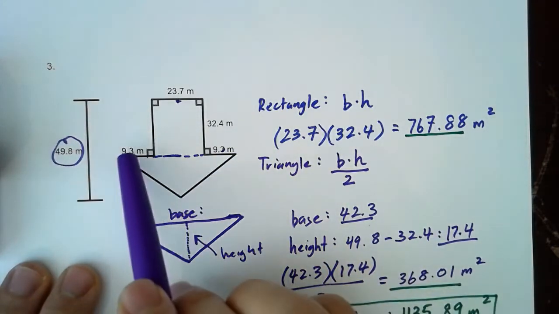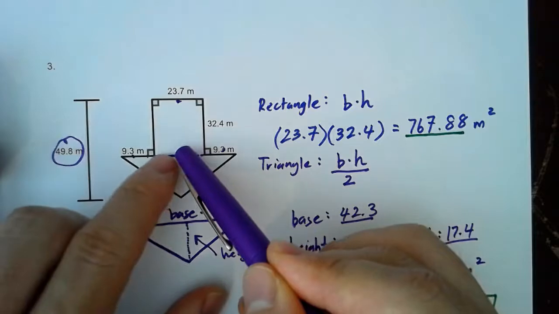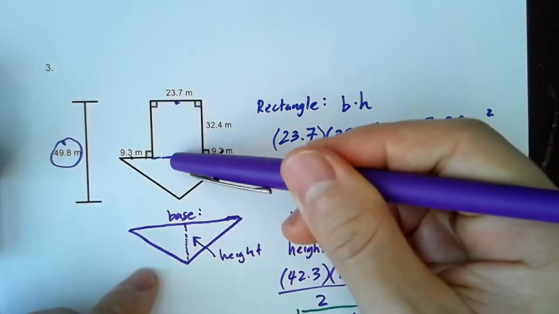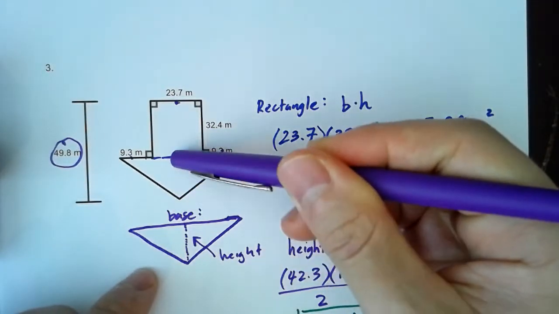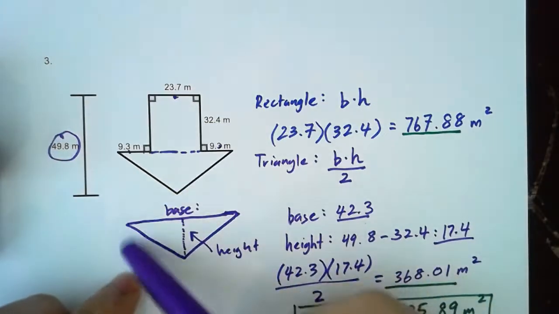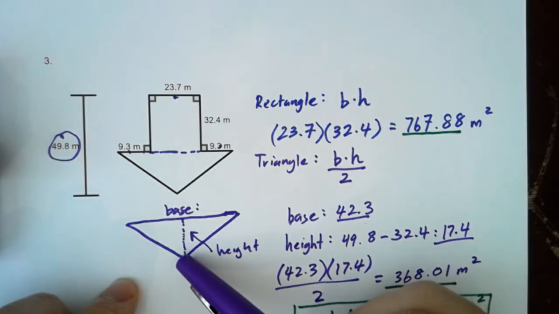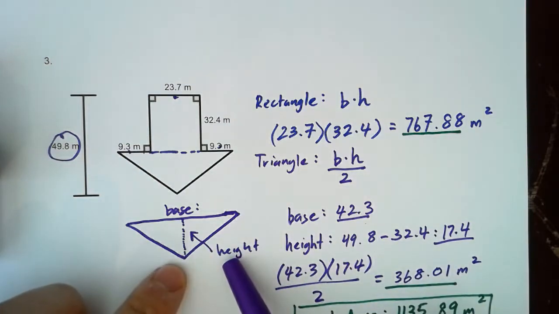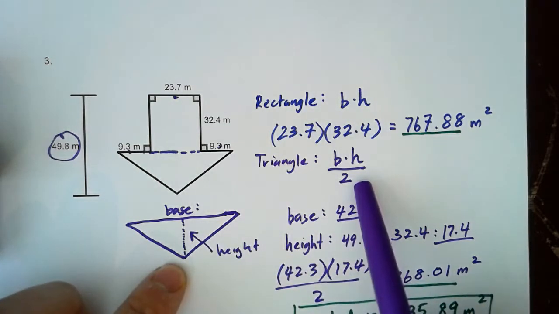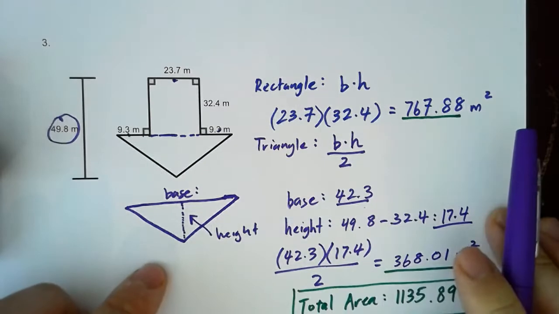You have to take the entire base, which is this portion, and you have to multiply by the height of the triangle. Okay, you can see in this picture that I drew, you take the base, you multiply by the height of the triangle. Not only do you have to do that, you also have to divide it by 2 because it is a triangle.